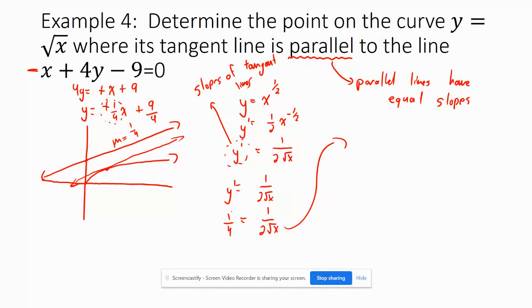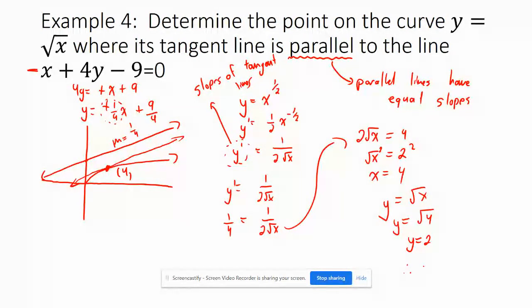I'm going to multiply both sides times 2 root x, multiply both sides times 4. That means 2 root x equals 4. That means root x equals 2. Square both sides. That means x equals 4. So what it's telling us so far is that this point that we've identified has an x coordinate of 4. Now we just need to come back and figure out what the y coordinate is. That means y equals 2. Therefore, the point is (4, 2). This point over here must be (4, 2) for that one to work.